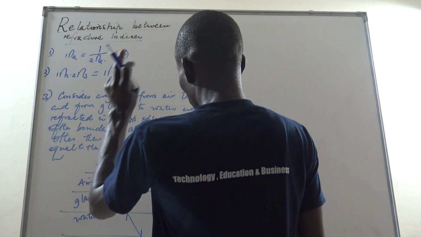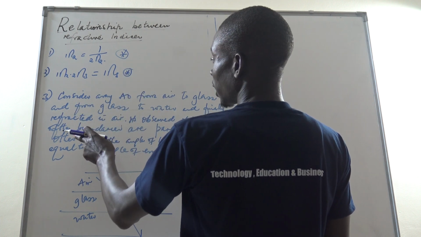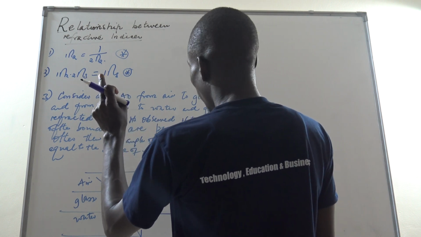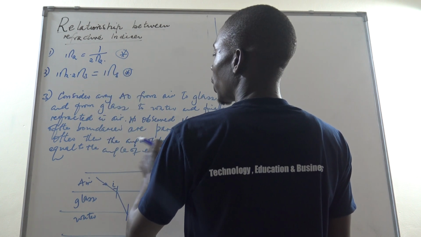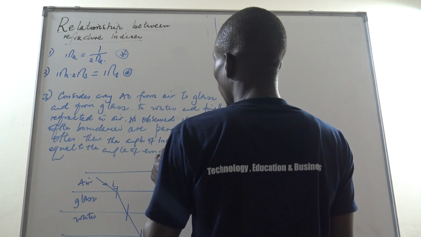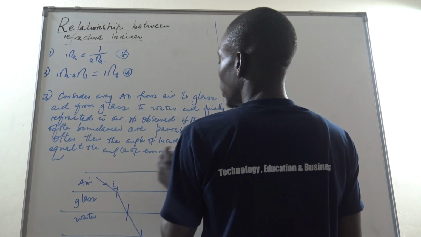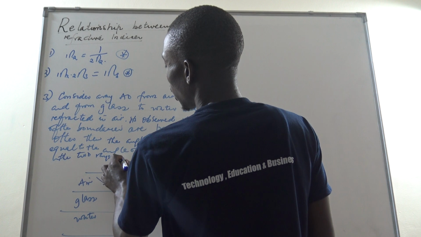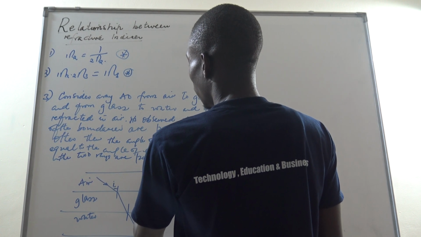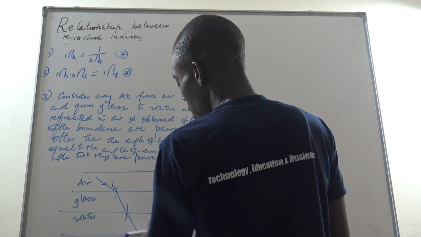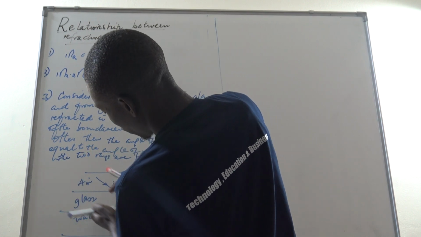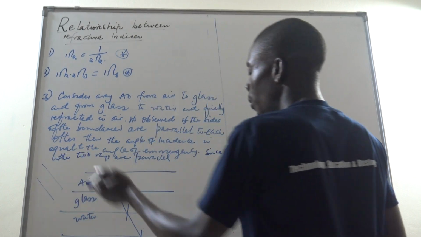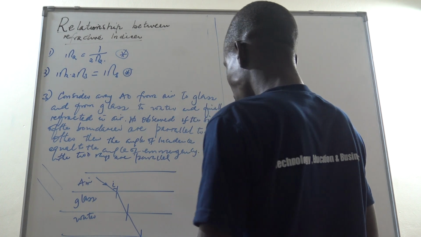Consider a ray from air to glass, and from glass to water, and finally to air. It is observed that if the sides of the boundaries are parallel to each other, then the angle of incidence is equal to the angle of emergence, since the two rays are parallel. So these two rays will be parallel. If you trace this and you trace this, they are supposed to be parallel to each other.